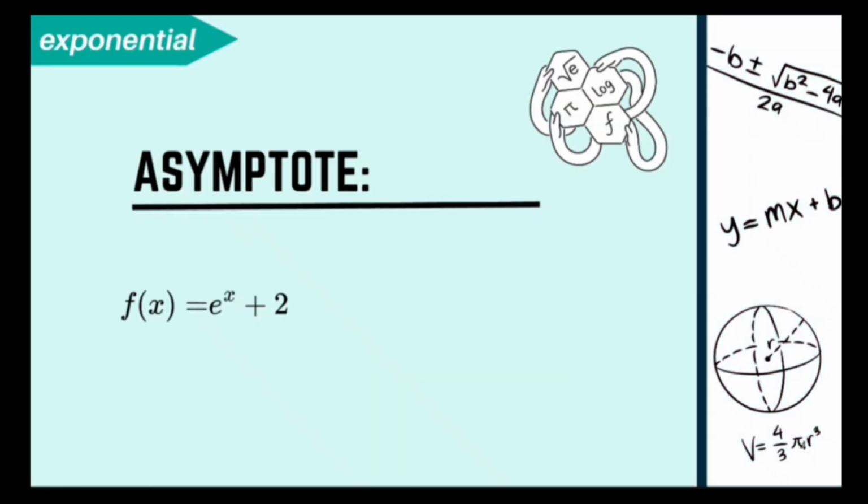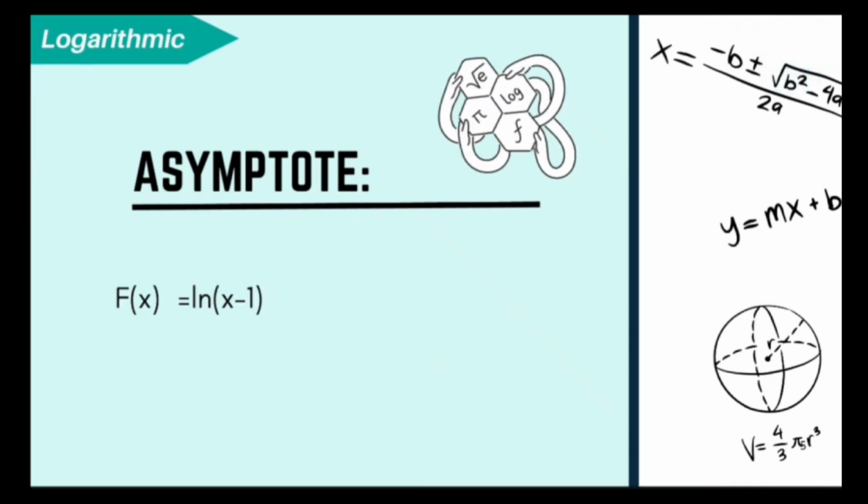Then we need to determine the asymptote of the function. For an exponential function, we can just see the constant outside the exponential. So the horizontal asymptote is y equals 2. For a logarithmic function, we can just see the expression inside the logarithm. So in this case, the vertical asymptote is x equals 1.